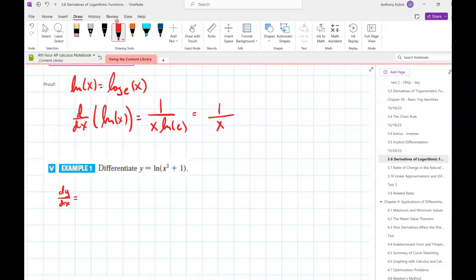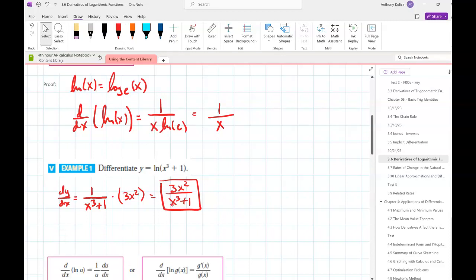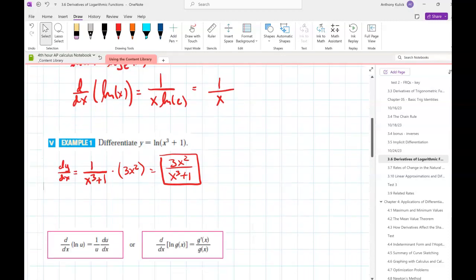The outside function is the natural log. So the derivative of the outside is 1 over the inside. And then I have the derivative of the inside, which is going to be 3x squared. So I'm done. That's not too bad, Mr. Kulik. Oh, not too bad.